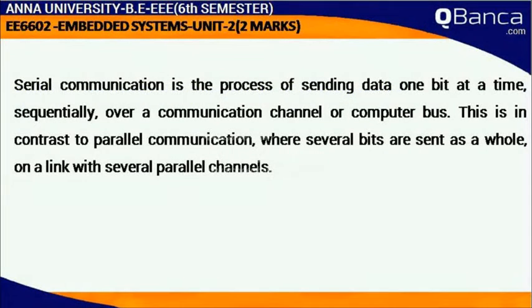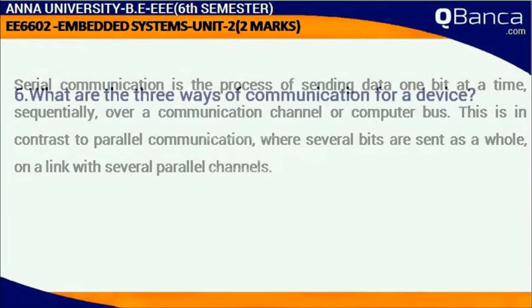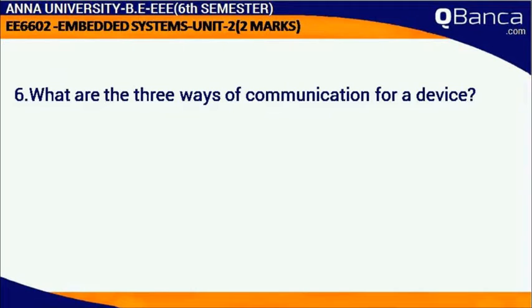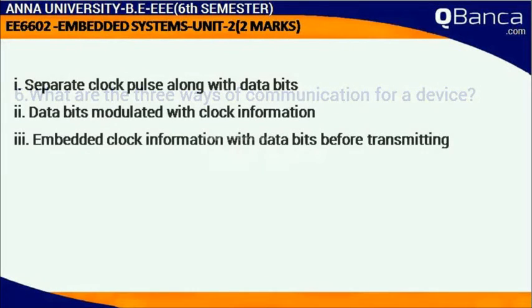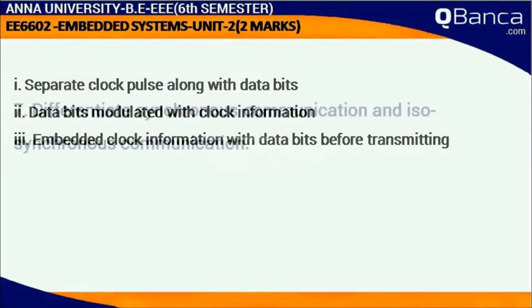What are the serial communicating protocols? Serial communication is the process of sending data one bit at a time sequentially over a communication channel or computer bus. This is in contrast to parallel communication, where several bits are sent as a whole on a link with several parallel channels. What are the three ways of communication for a device? Separate clock pulse along with the data bits, data bits modulated with clock information, embedded clock information with data bits before transmitting.